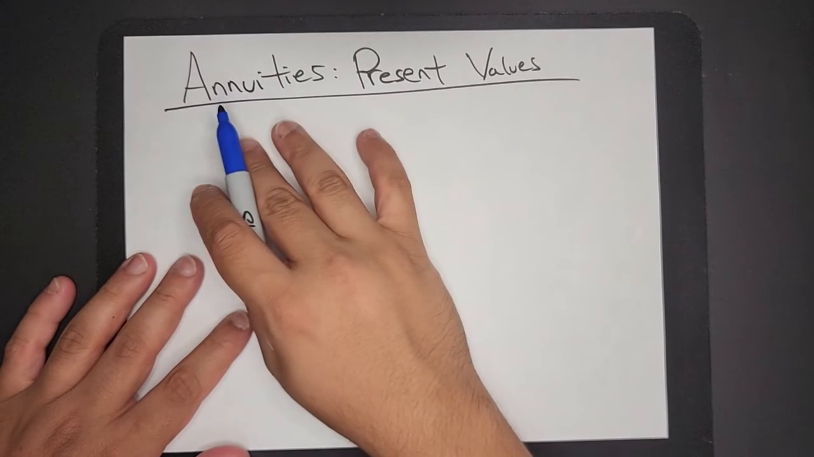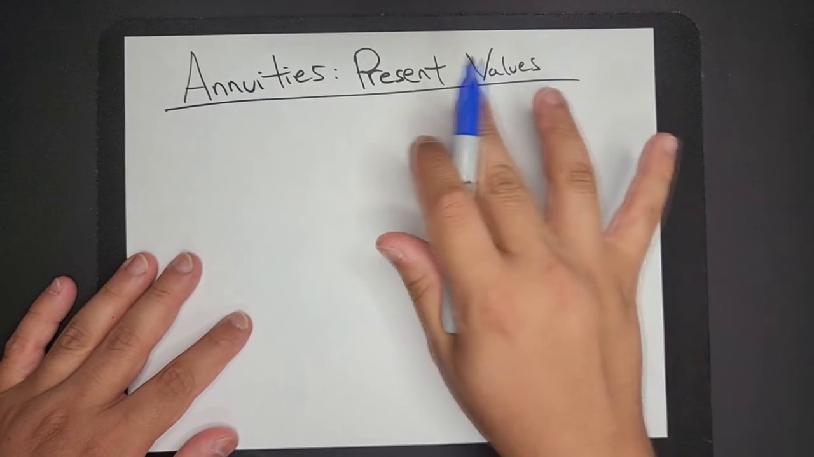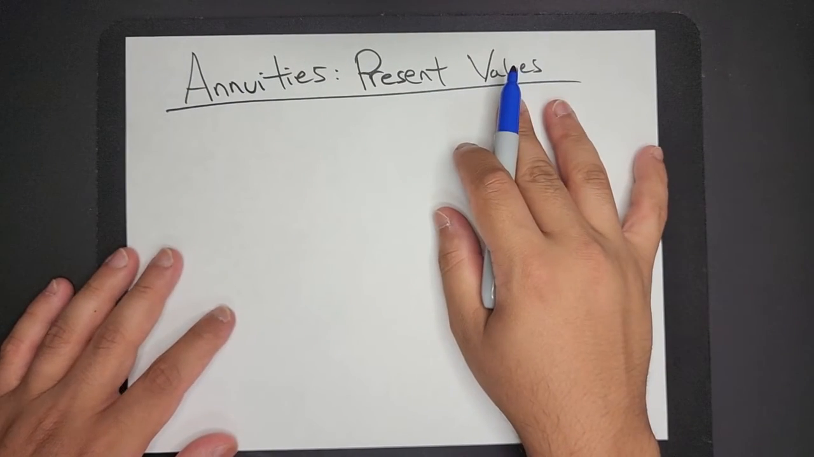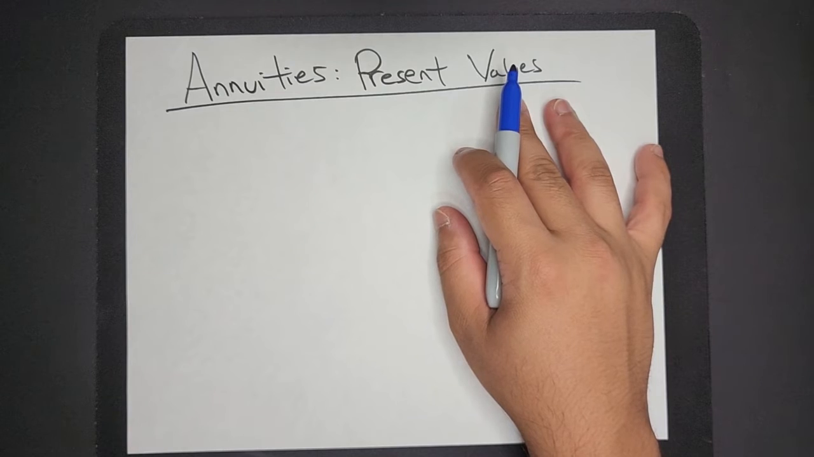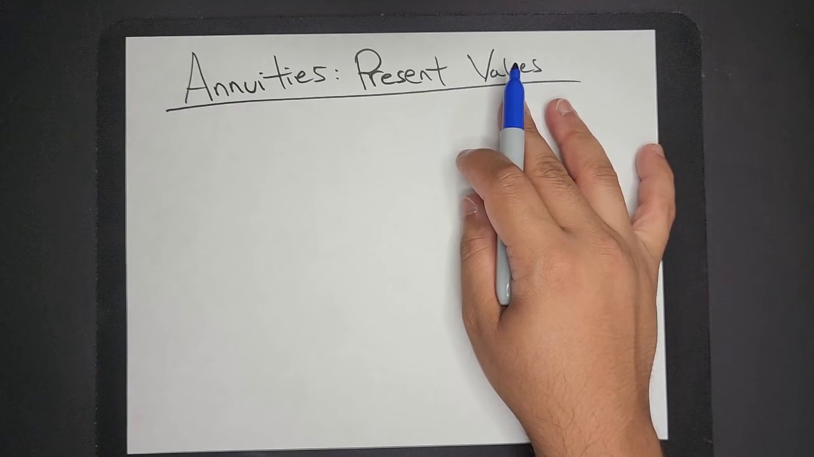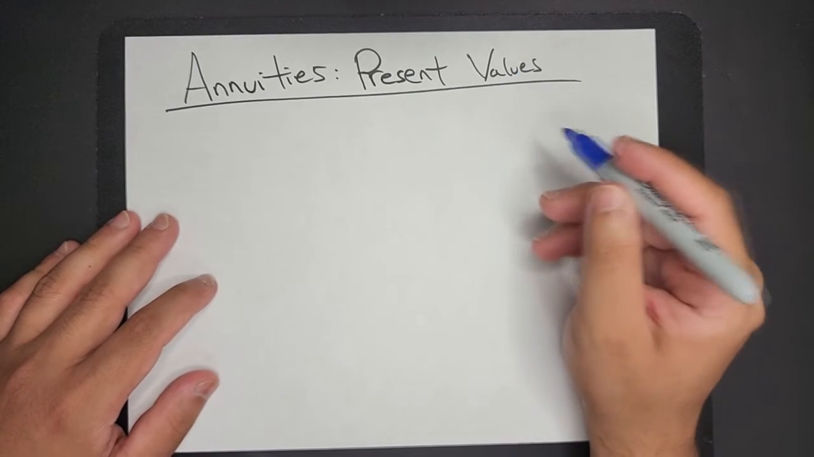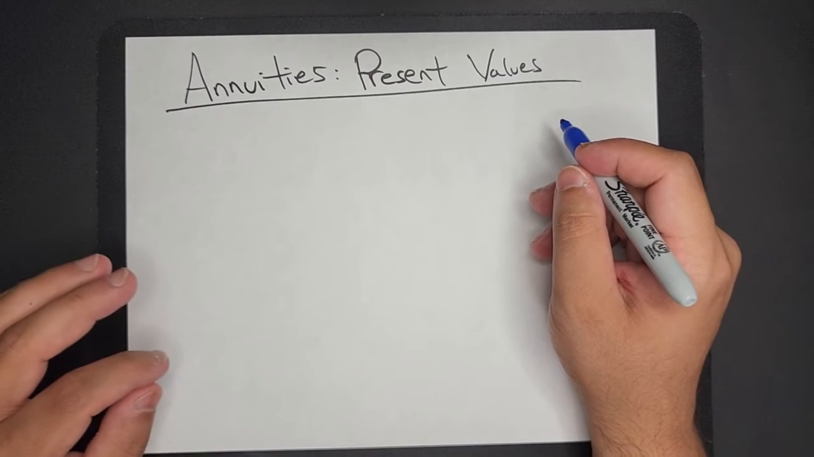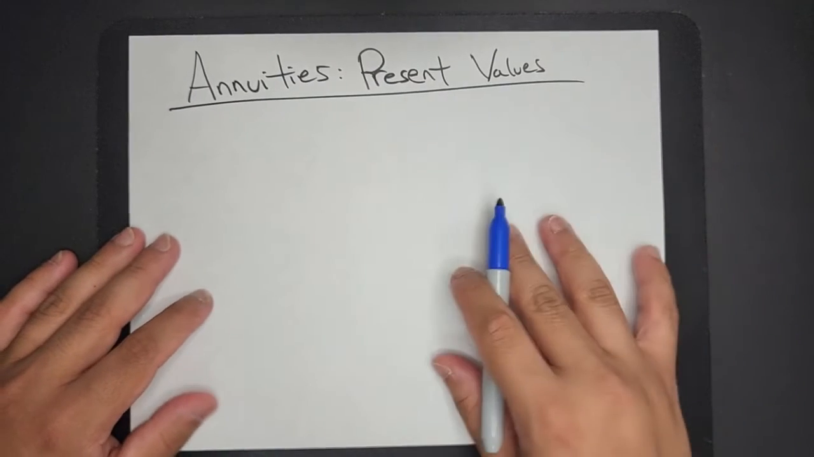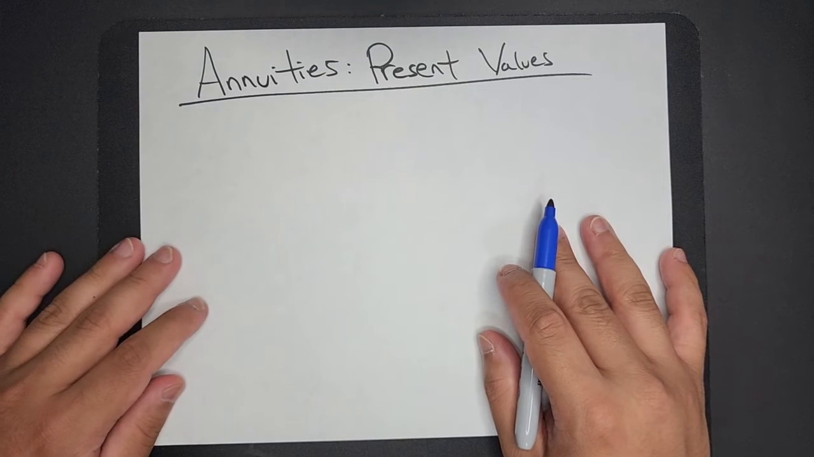Okay, so in this video we're going to be looking at annuities, but in terms of present values. In the last one we did future values, but in this one we're going to be looking at present values, which means what do we need now, or how much we need to invest now, or yeah, mainly invest.